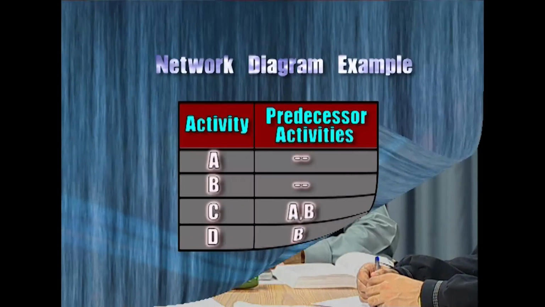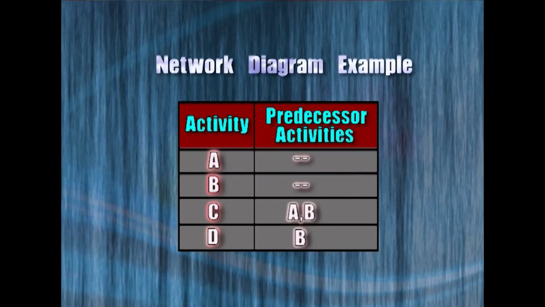Suppose I tell you that there are 4 activities in a network, A, B, C and D. Activity A has no preceding activity. Similarly, activity B has no preceding activity. Both of them, A and B, are starting activities for a small project. However, there are 2 other activities, C and D.